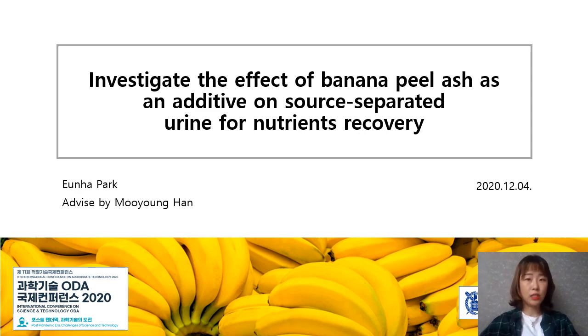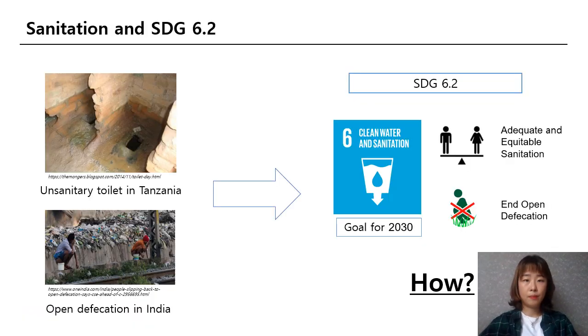Today, I would like to discuss the effect of banana peel ash as an additive on source-separated urine for nutrient recovery. This study was performed under the supervision of Professor Eunha.